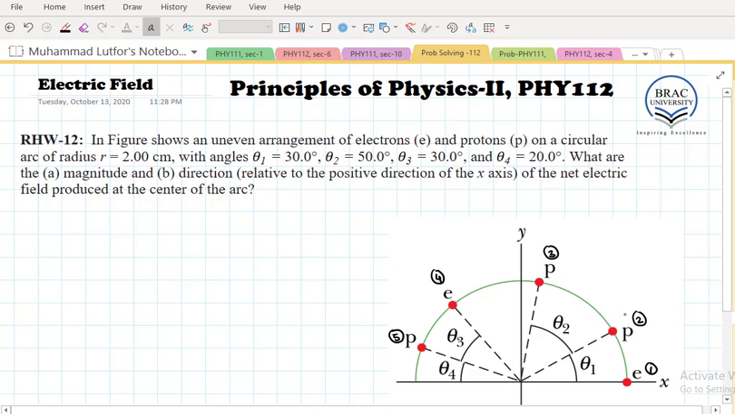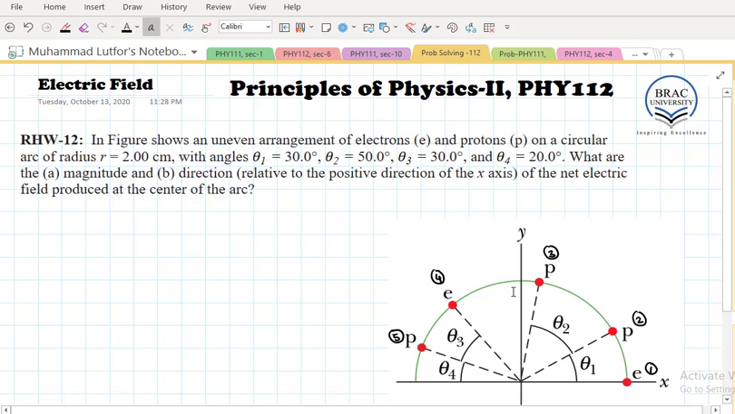They are in an uneven arrangement because the angle between particle 1 and 2, theta 1, is 30 degrees, the angle between particle 2 and 3, theta 2, is 50 degrees, and the angle between particle 4 and 5 is 30 degrees, and particle 5 makes an angle of 20 degrees with the x-axis. Now they asked me to find the net electric field produced at the center.